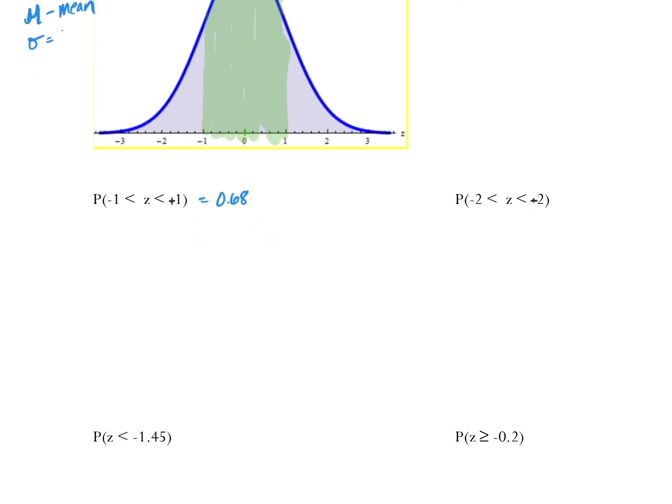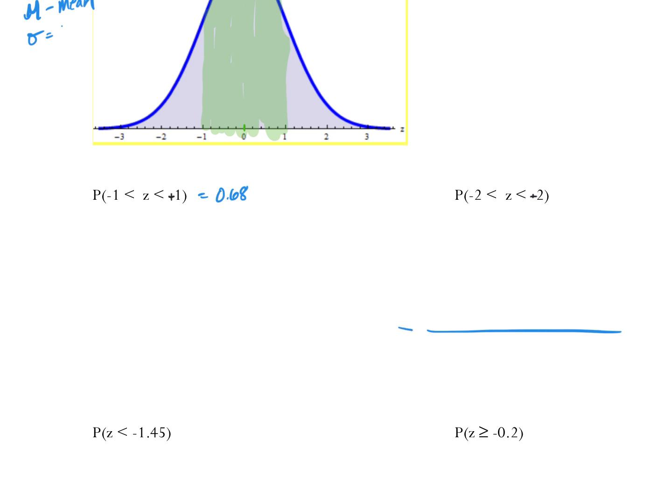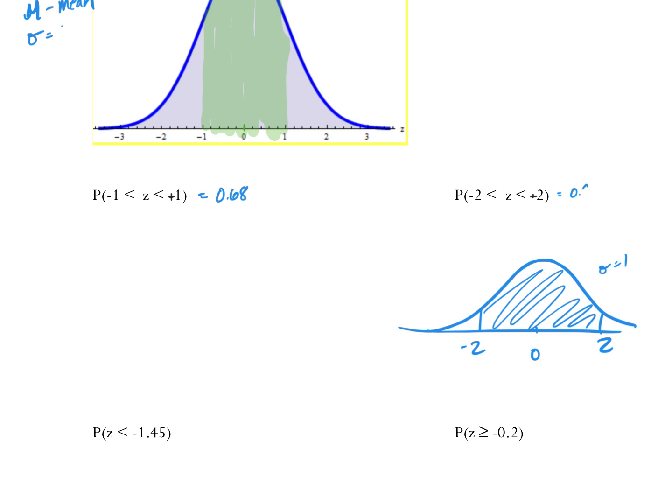All right, what if I do from -2 to 2? What are we expecting to get? 95%. Hey guys, I got 0.954. Isn't that about what we expected to happen?